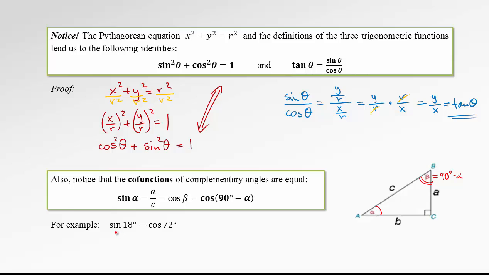Therefore, we know that, for example, sine of 18 degrees is the same as cosine of 72 degrees, because 72 is 90 minus 18. That also means that cosine of, for example, 15 degrees would be the same as sine of 90 minus 15, which is 75 degrees. Neat, isn't it?